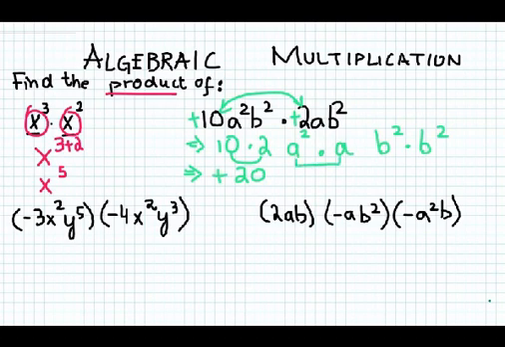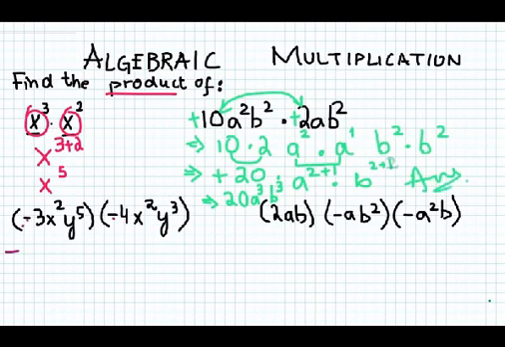Here we have the same variables, so a; if there's nothing, there's 1. So 2 plus 1. And here we have b, 2 plus 2. And there's a multiplication sign here. So it can be further solved as 20 a cubed b to the 4. Here we go.